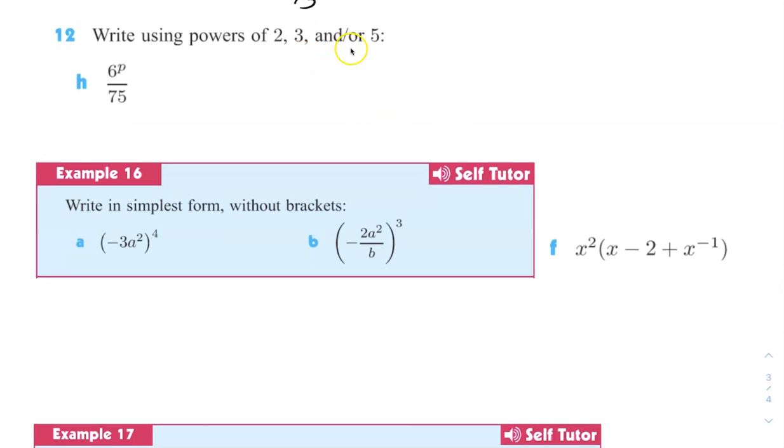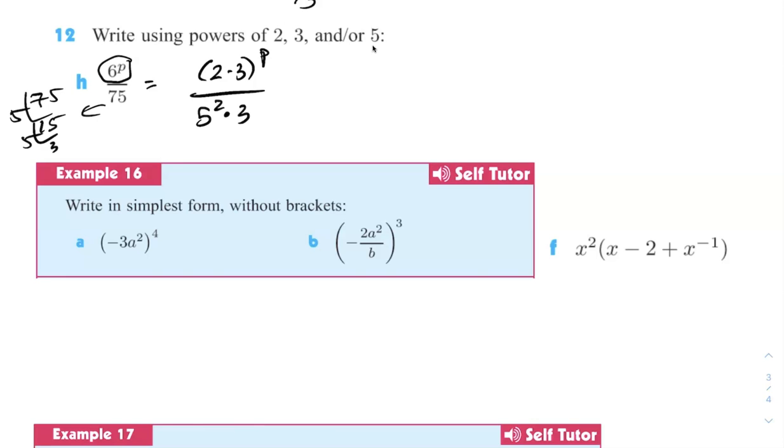Right, using the powers of 2, 3, or 5. So this one, 6, I could break down to 2 times 3 to the p power. 75, what's 75? Let's see, 75 divided by 5 is 15. So it's 5, 3. So it's 5 squared times 3. All things they want here, right? This p right here I can distribute. So 2 to the p times 3 to the p over 3 times 5 squared.